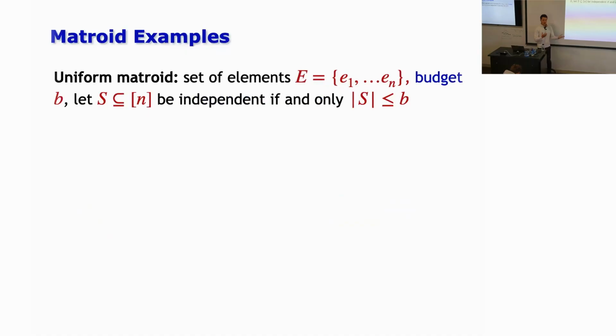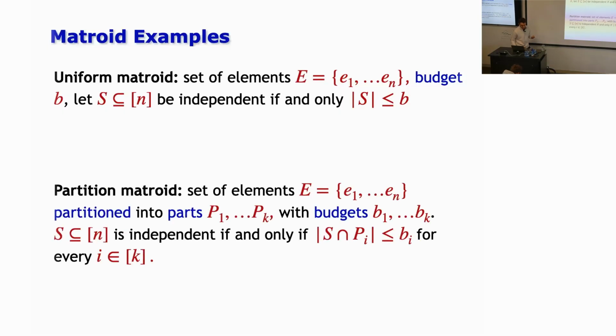There are also some even more basic examples of Matroids, and we'll even be talking about these later in the talk today. The first of these is something called a uniform Matroid. Here you're just given some set E, which is n arbitrary elements. But now you're also given a budget parameter B. We'll define that a set S, which is a subset of these n elements, is independent if and only if it has at most B elements. So it's independent if and only if the size of S is less than or equal to B.